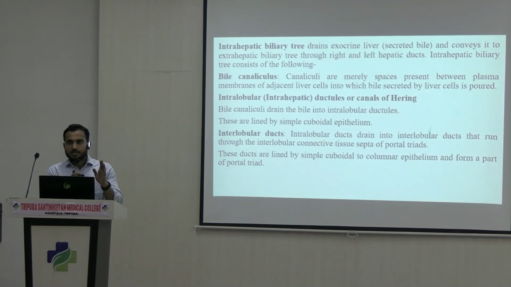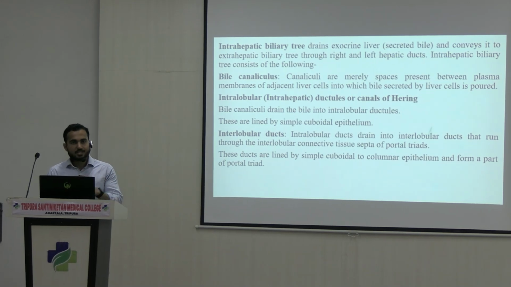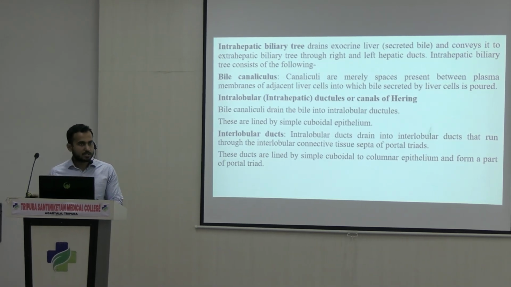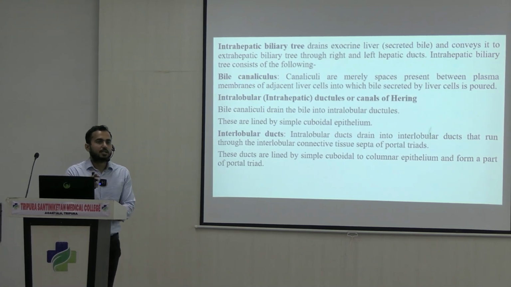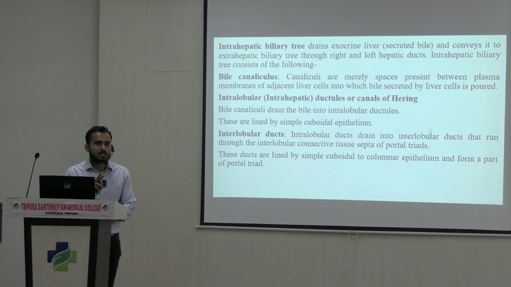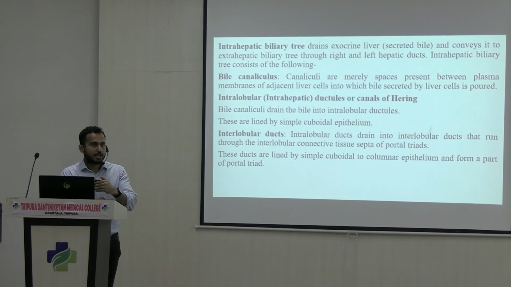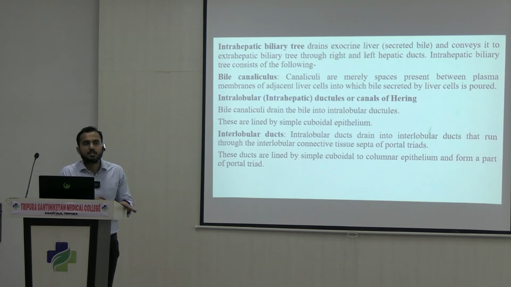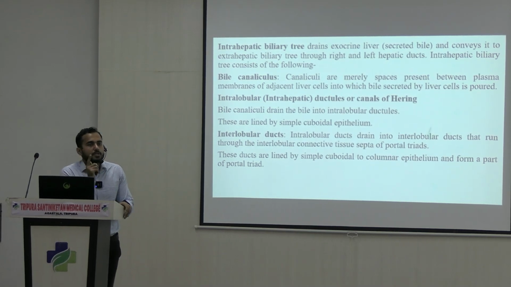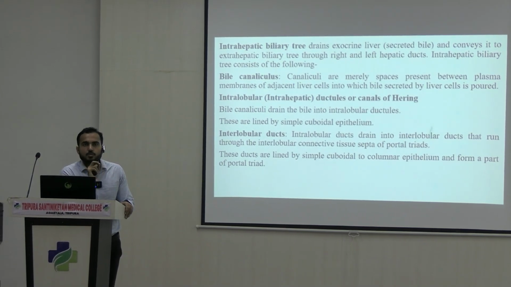Now some part of the bile travels inside the liver, and some part outside the liver. When it is outside the liver, it is called the extrahepatic biliary system, which we have already discussed. When it is passing inside the liver, it is called the intrahepatic biliary system, or intrahepatic biliary tree. So how much will be the intrahepatic biliary tree? Any idea?